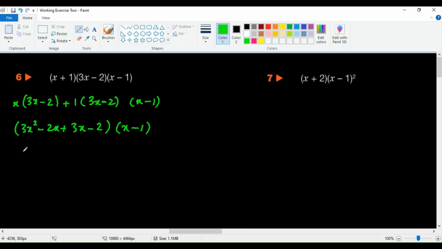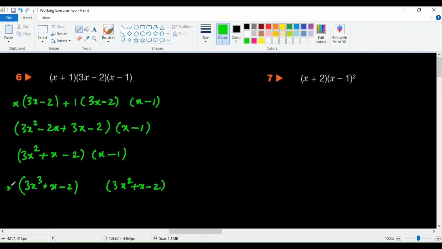But before that we simplify the first bracket, so it gives us 3x squared, and it's going to be plus x because 3x minus 2x is going to be 1x only. So this is going to be multiplied by x minus 1. So finally what we are going to do is write 3x squared plus x minus 2 two different times. First I multiply by x and then by minus 1.